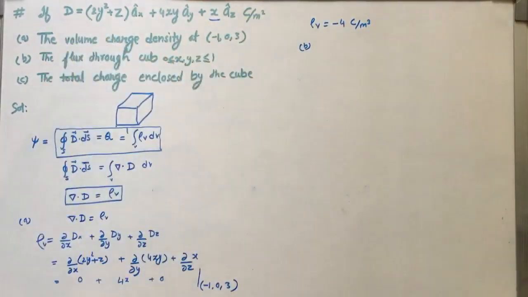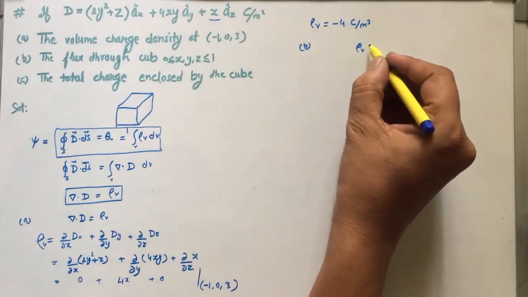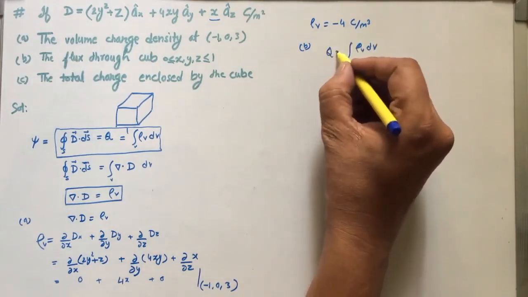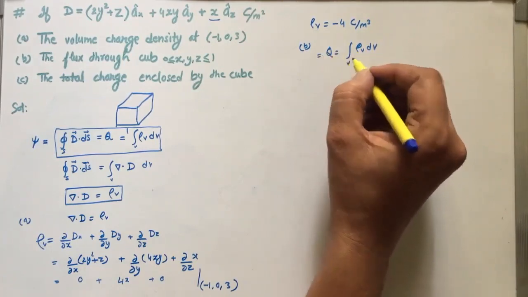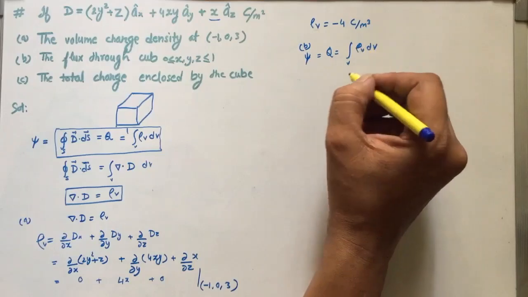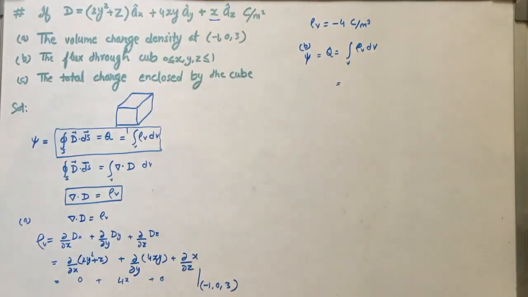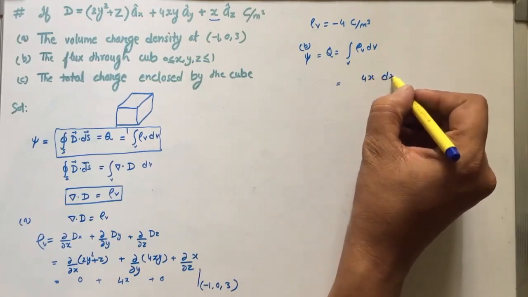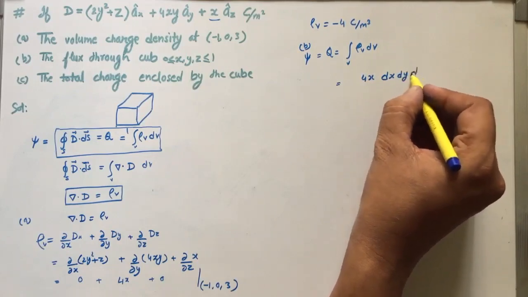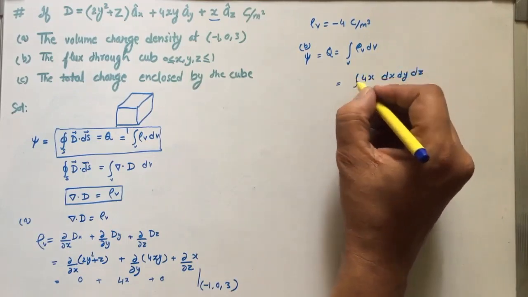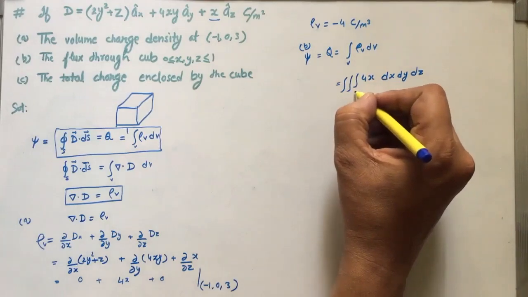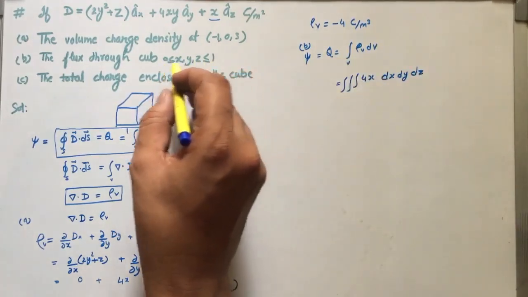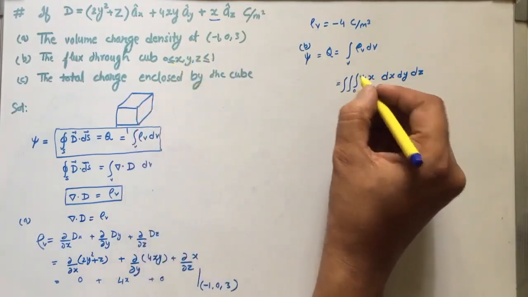The flux through the cube, and we know the flux is nothing but the charge enclosed. So rho v dv, this is the charge enclosed and that is the total flux. So rho v is how much? 4x. dv can be changed as dx, dy and dz in the Cartesian coordinate system, where the limits of x, y and z are 0 to 1, 0 to 1 and 0 to 1 respectively.